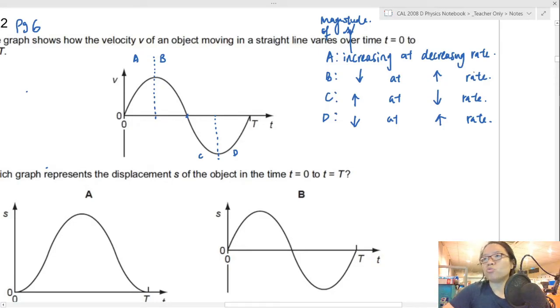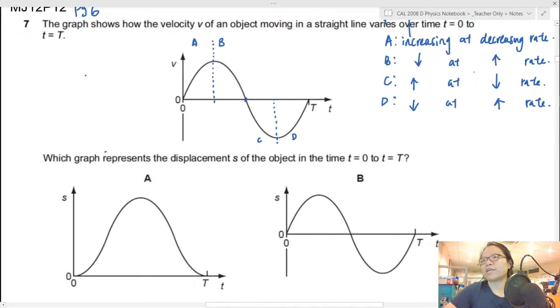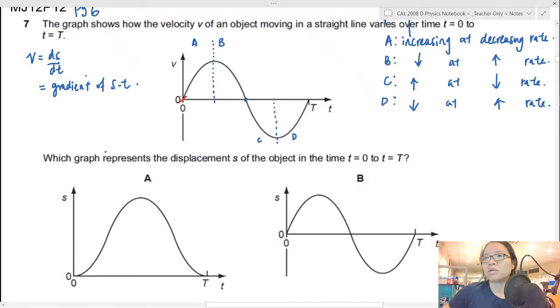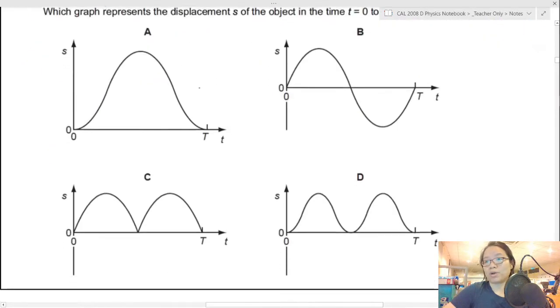But anyway, we are going to move on and look at this graph. Which graph represents the displacement of the object from 0 to t? Well, let's think about the relationship between V and S. V is defined as the rate of change of displacement, meaning V is actually the gradient of your ST graph. There are a few important points here, namely the points where the velocity is zero. Here, here, and here. At these 3 points the velocity is zero, meaning the gradient is zero. So I need zero gradient at the starting point, at the very least.